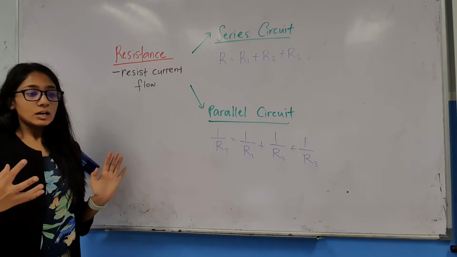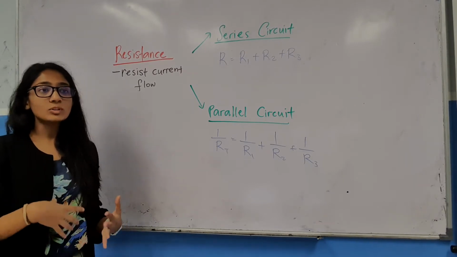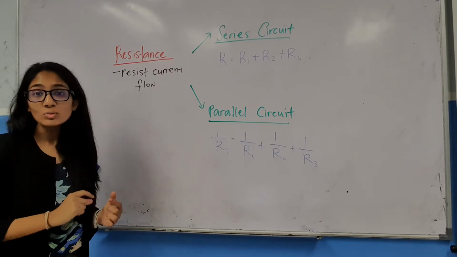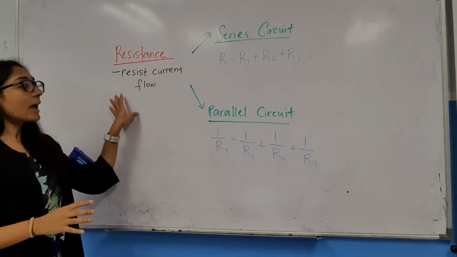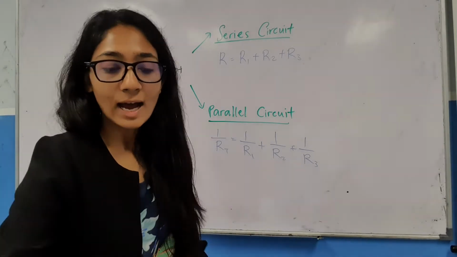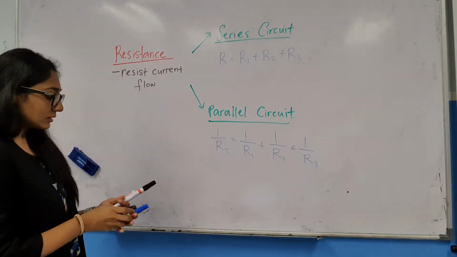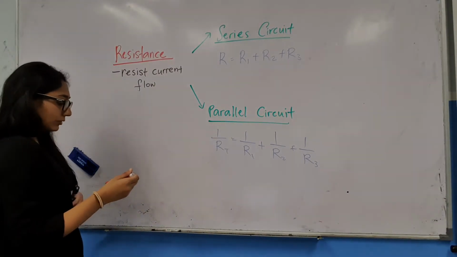If you want to add resistance to a circuit, you want to resist the current flow, you want to reduce the current in the circuit, you add resistance. How do you add resistance? There are two ways to do it. You can either add a resistor. This is the symbol of the resistor.